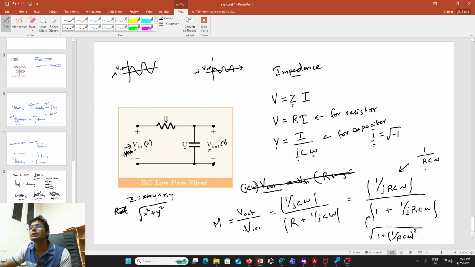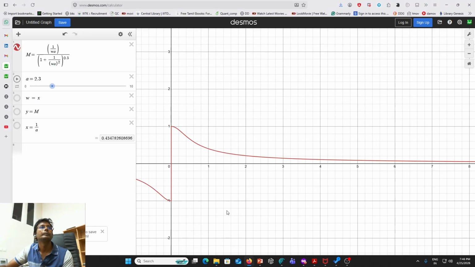Okay, and this ratio, if you notice, is a function of omega, which means the magnification factor is varying with respect to omega. Okay, now let's plot this one. Let's plot this ratio, this magnification factor, as a function of omega, and let's see what's happening.